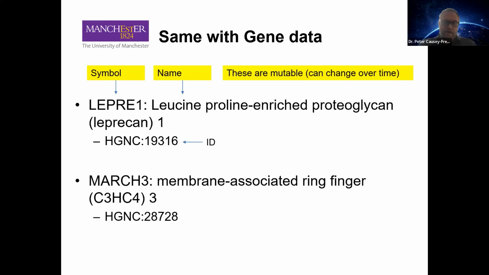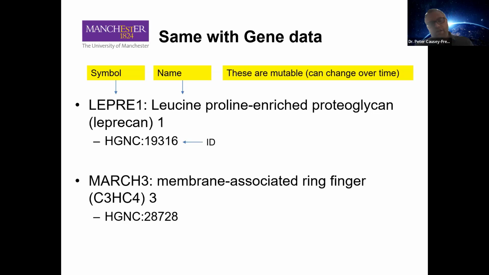The actual stable IDs for this are the HGNC numbers there, and these can be found on the website genenames.org, for those that don't know. Both of these genes have now been updated. These symbols are now out of date. The top one, the new symbol is P3H1, and this was changed for reasons that it was unseemly to call someone with short stature because of a genetic disease leprechaun. There was an unfortunate connotation of that, so they changed the name of the gene for political correctness reasons.